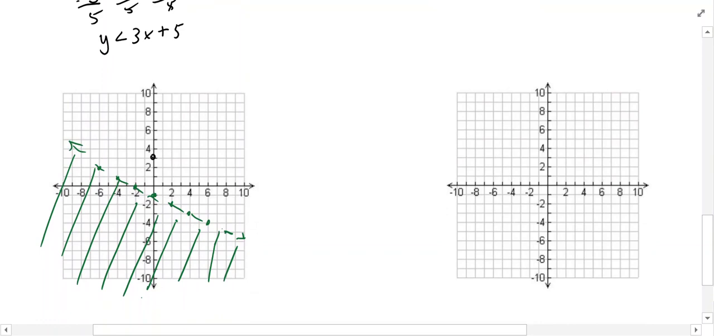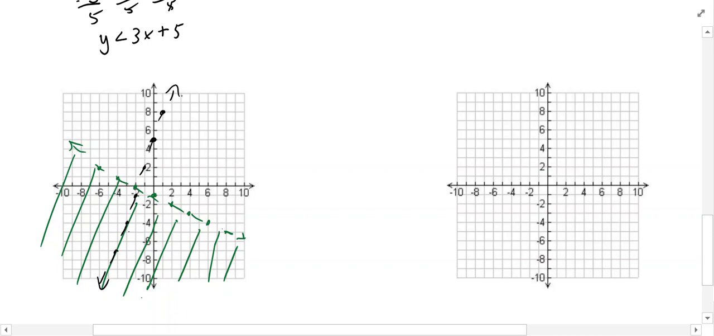So I'm at 5 on the y-axis. And I'm going to go up 3 over 1. So up 3, 1, 2, 3 over 1. And I can also do the reverse, down 3 over 1. Okay, and it's also a dashed line because it's just less than, it's not equal to. So I'm going to draw my dashed line.